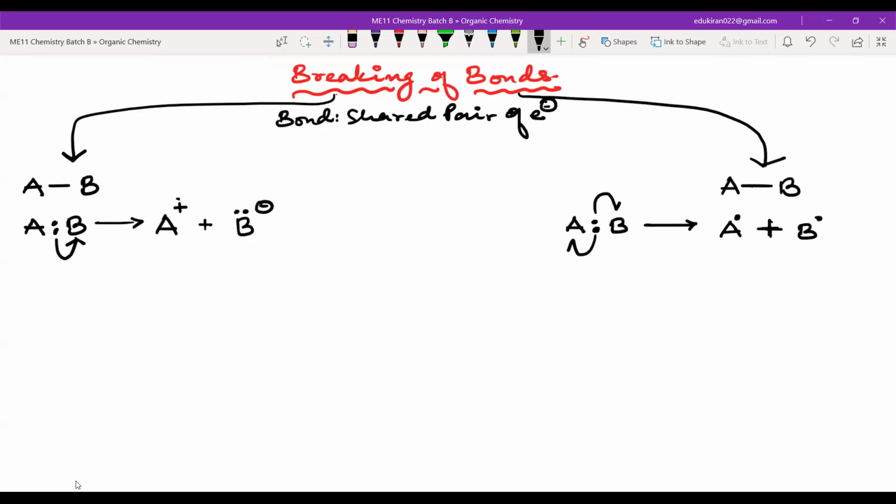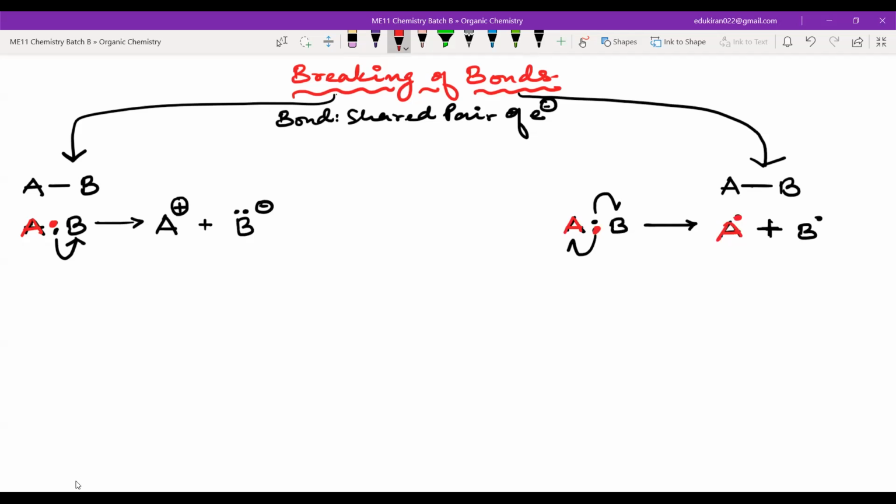Here something else is happening. What is happening here in this case? In this case, B is taking both of the electrons. Okay, so let us say that this red electron was of A, okay, and the black electron was of B. So let me also say here.